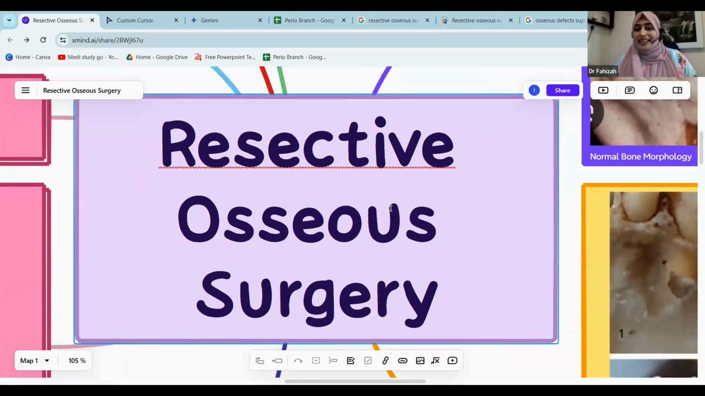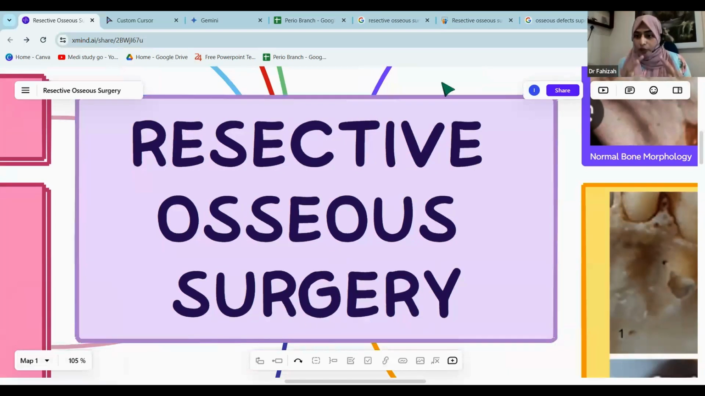Anything which we are doing to the alveolar bone, be it reshaping or recontouring of the alveolar bone, or any removal of the bone for any purpose, or regenerating the lost bone, all of this comes under resective osseous surgery. Resective osseous surgery itself is not another treatment. It can be part of any other treatment. If you're removing a part of bone for a particular reason, that is resective osseous surgery.